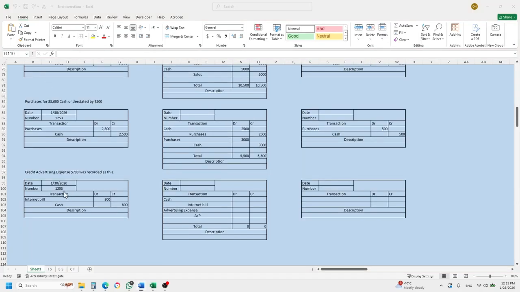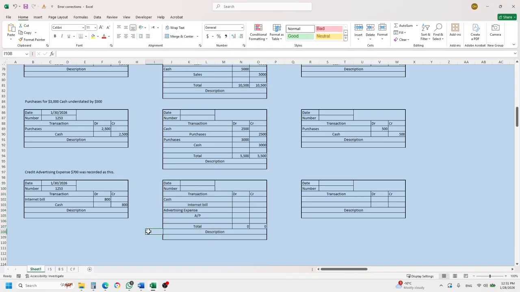The last one: credit advertising expenses of 700 was recorded as this. Internet bill 800, cash 800. This is two problems in one. First problem, wrong amount. Second problem, wrong payment method. In this case, we can't use one journal entry to correct it because there are two errors, so the best way is to make them together in the long way.